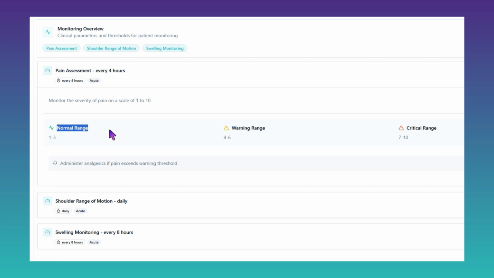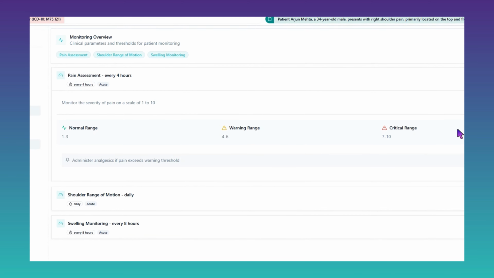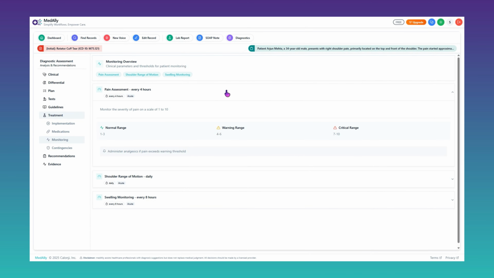The normal range indicates values that fall within expected and healthy limits. The warning range highlights values that are beginning to move outside the expected limits and may require closer observation. The critical range signals values that are significantly abnormal and may require immediate clinical intervention.